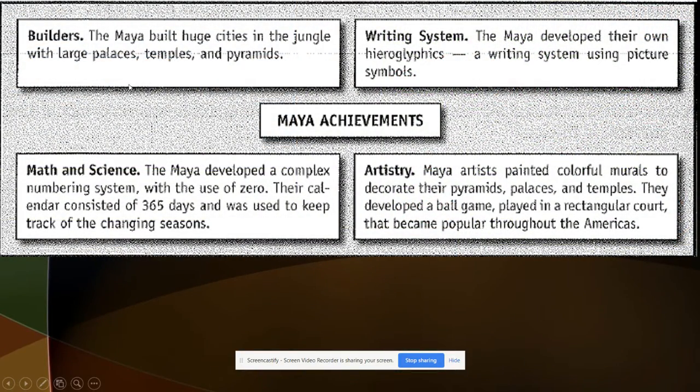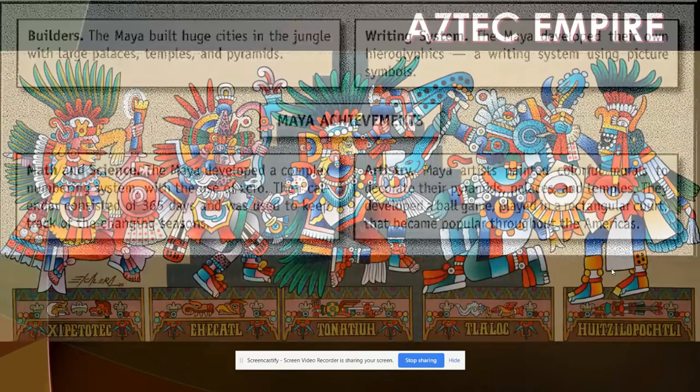So Mayan achievements, builders. They built huge cities in the jungle with large palaces, temples, and pyramids. Writing system, they had hieroglyphics. Okay, so we talked about that when we talked about China already. They were extremely skilled in math and science. They developed a complex numbering system. They used zero. They had a calendar of 365 days to keep track of the changing seasons. In artistry, most of their buildings were colored, with colorful murals to decorate the pyramids, palaces, and temples. They developed the ball game, played in a rectangular court, which became popular throughout the Americas.